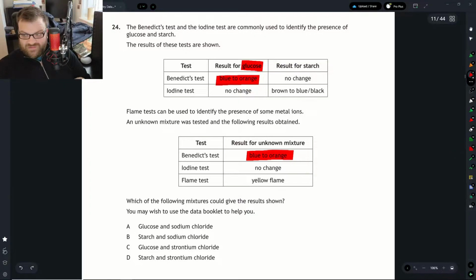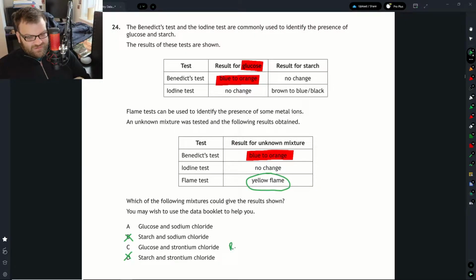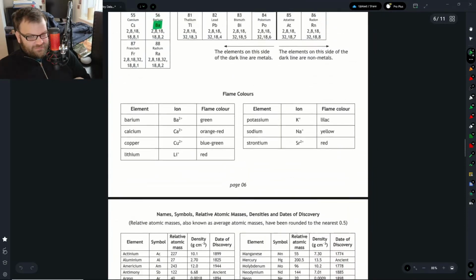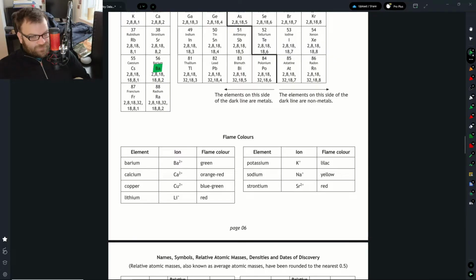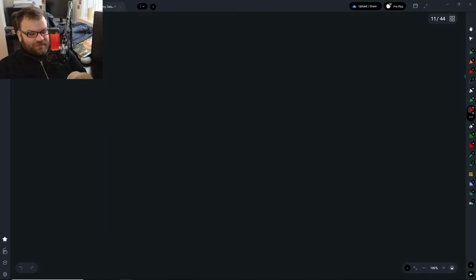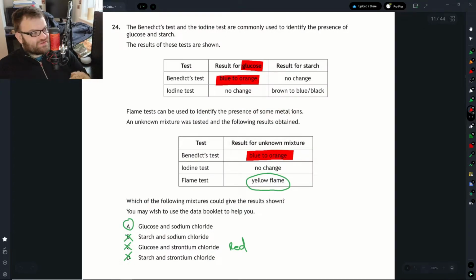My first thought. Let's get those away. So starchy ones away. Next, we're talking about sodium versus strontium, and this is to do with the flame colour. Now, if it happens that your favourite element is strontium because it burns with a red flame, you can rule that one out. If you're not as fortunate as that, you can get them on page 6. And on page 6, we'll see that strontium is red, sodium is yellow. Therefore, it would have to be the sodium chloride and glucose that give those particular results. So even if you're not familiar with Benedict's or iodine, it tells you the results there, and you just need to pick the right options.